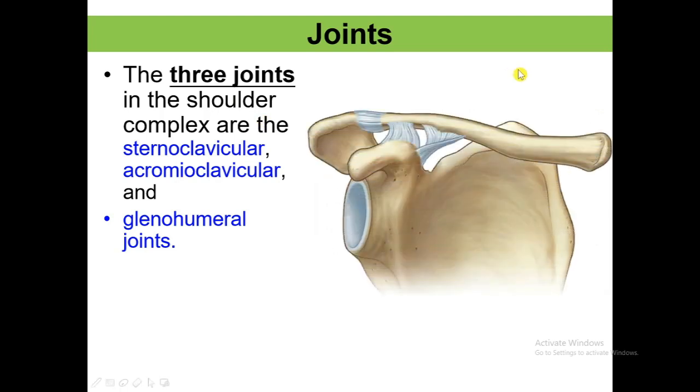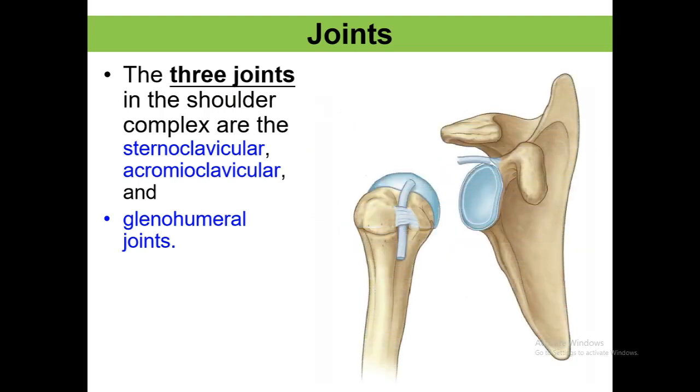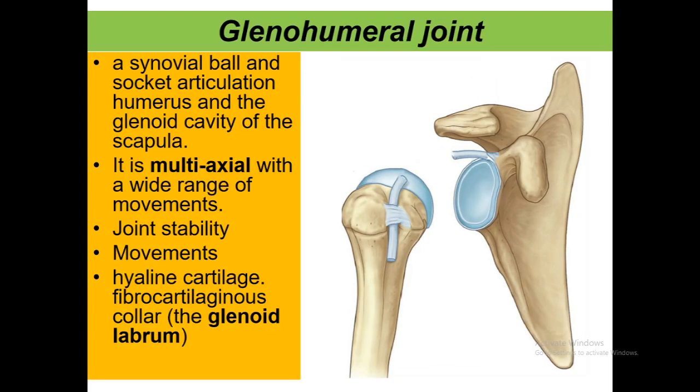The second joint is between the lateral end of the clavicle and the acromion process of the scapula. This joint is the acromioclavicular joint. The third joint is present between the glenoid cavity of the scapula and the head of the humerus. Together we give that joint the name glenohumeral joint. The glenohumeral joint is the main joint of the shoulder.